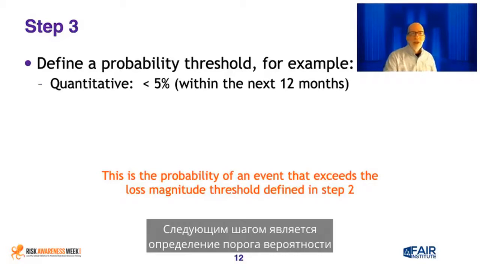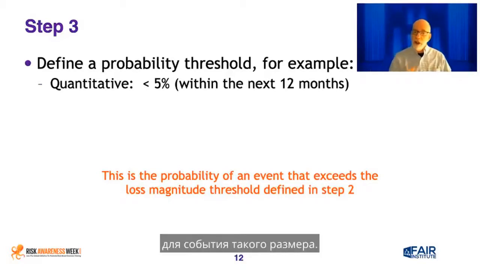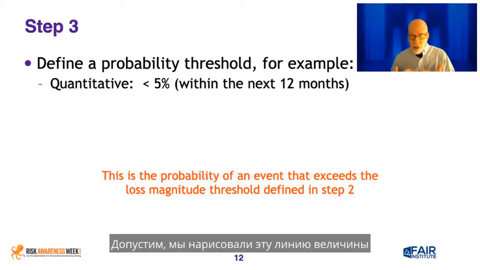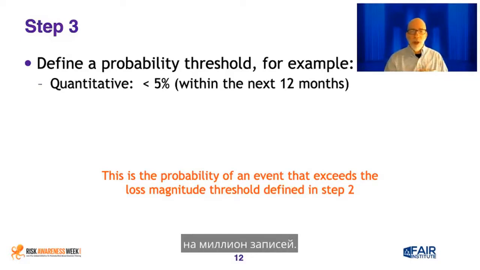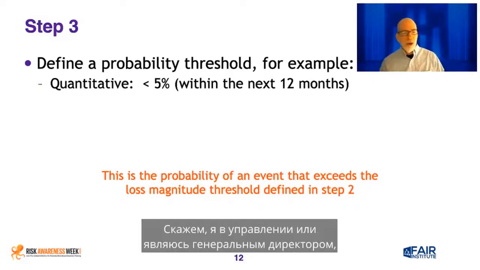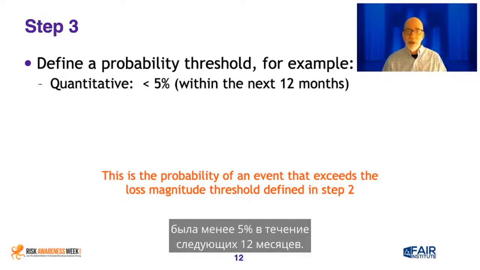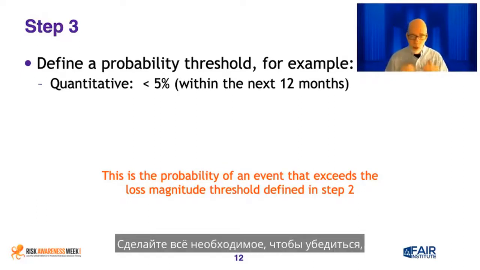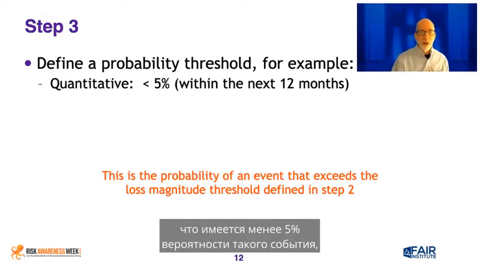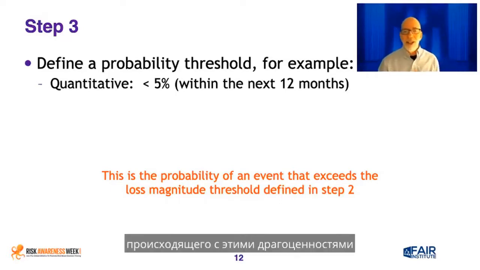The next step is to define a probability threshold for an event of that size. Right? So let's say we've drawn that magnitude line at 1 million records. Let's say I'm on the board or I'm the CEO, and I want the probability of a compromise of that nature to be less than 5% within the next 12 months. Do whatever's necessary to make sure that we're sub 5% probability of that event occurring on those crown jewels within the next 12 months.